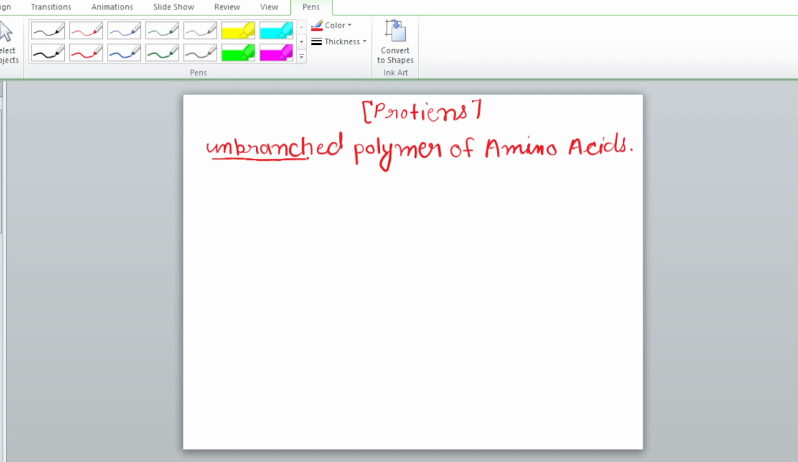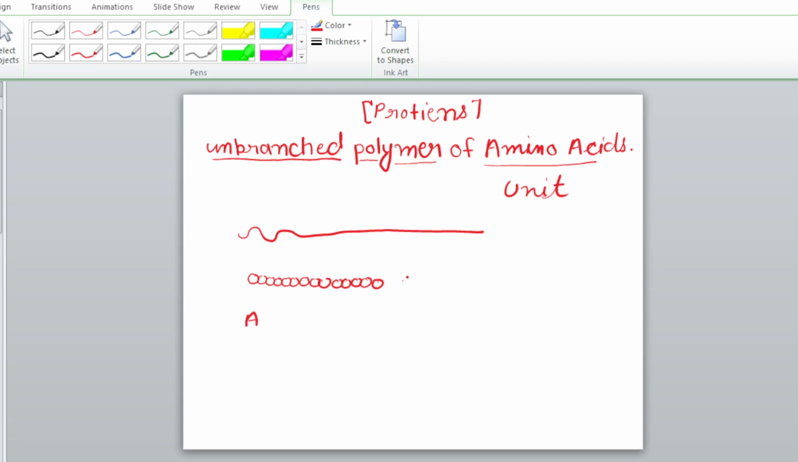Unbranched means we can also say that it is linear in structure. That is called unbranched; there is no branch. The second terminology is polymer, which is made up of more than one unit. Amino acid is basically the unit of protein. If we add amino acids in a linear sequence, it is called protein. Okay, this is protein.